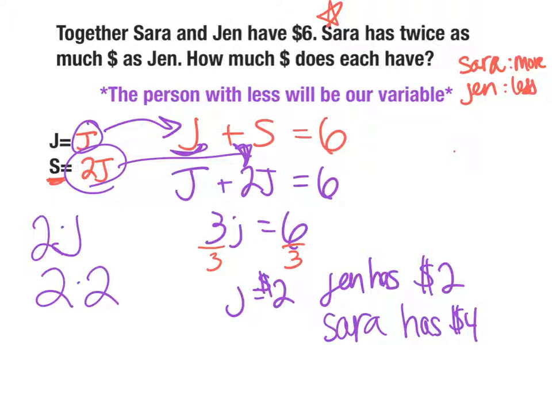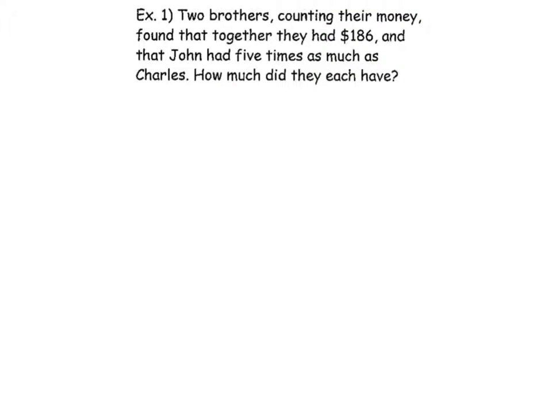Okay. The biggest thing to remember when we're doing these problems is that the person that has the less of anything is going to be themselves, is going to be the variable. That's why Jen equaled Jen. Jen had less. All right. On to number 1 on your paper. Practicing it. We're going to do the same steps for every problem, 1, 2, 3, and 4. We're going to really master this today.